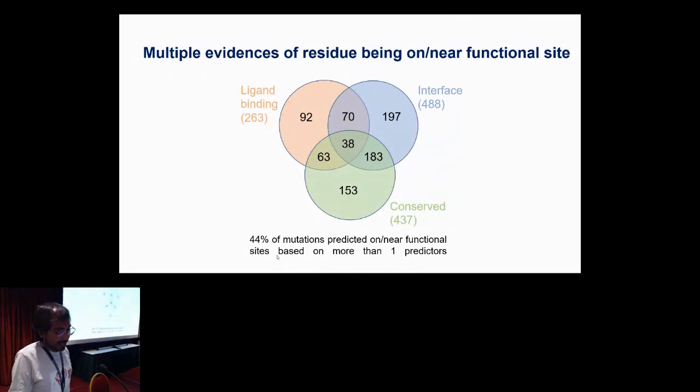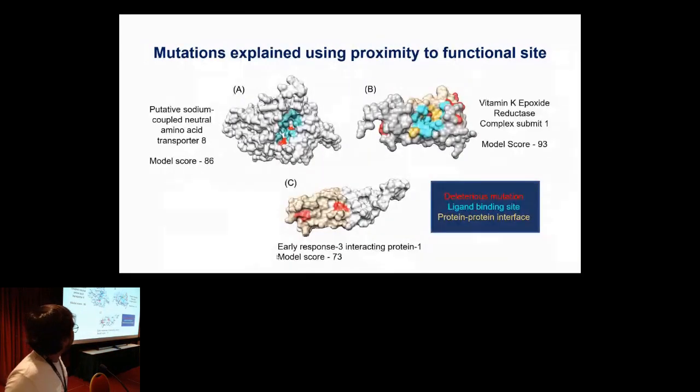I will show you a few examples of where we could explain some mutations based on proximity. The first one is a structure of putative sodium-coupled neutral amino acid transporter 8. The ligand binding site is in blue, and the disease-associated pathogenic mutations are in red. As is evident, the mutations are in the predicted ligand binding site. Similarly, we have two other examples where we have used an AlphaFold and a RoseTTAFold model to predict the functional site and showed that the mutations were on or near a predicted functional site.